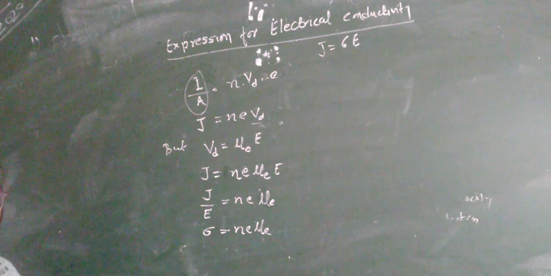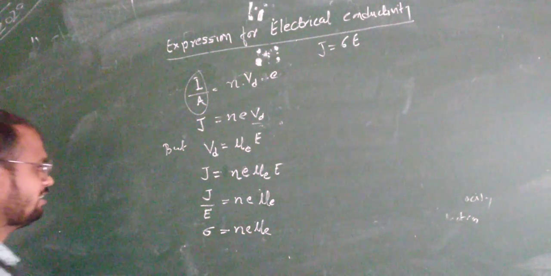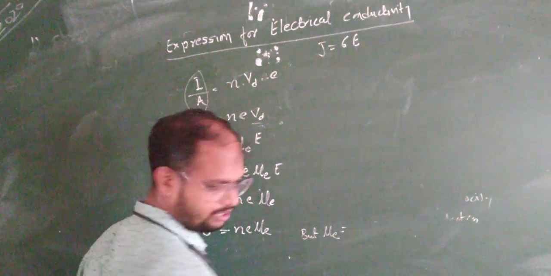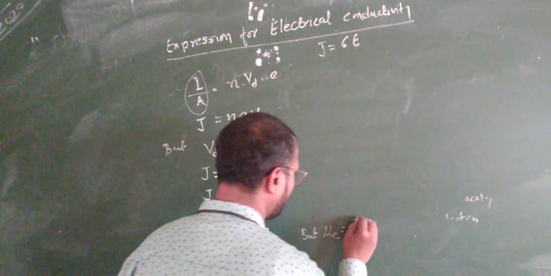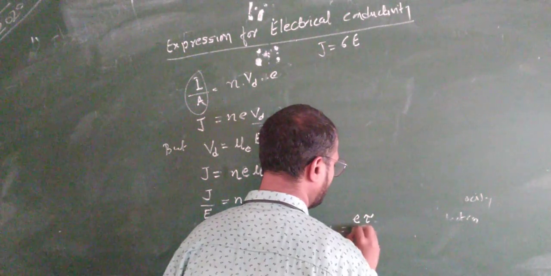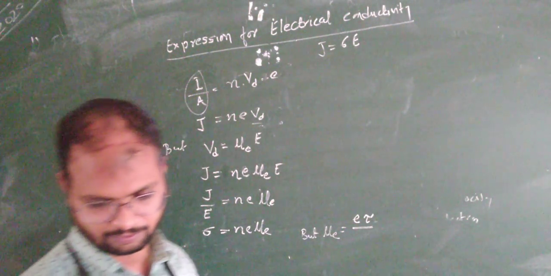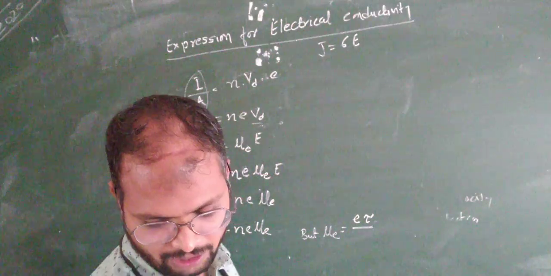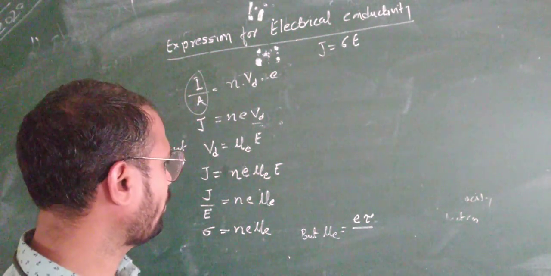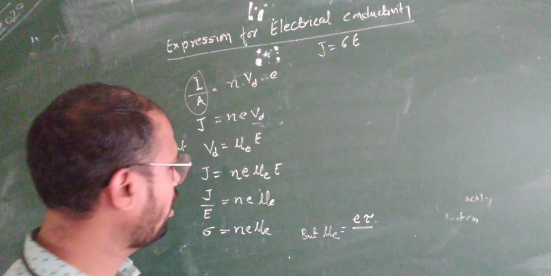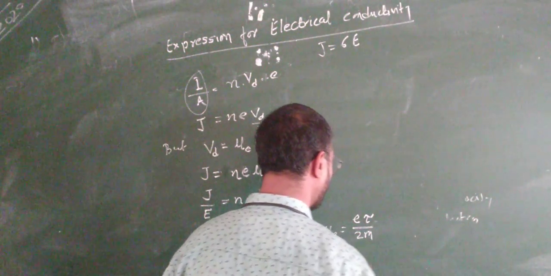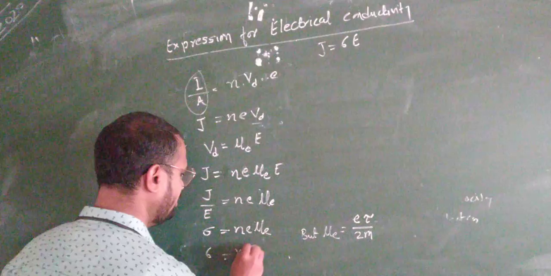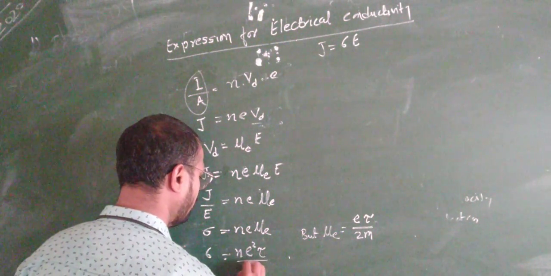Again, mu e is equal to what? Mu e is equal to the electronic charge into the collision time, that is the average time between two successive collisions, tau upon 2m. So by putting this value we get sigma equal to n e square tau upon twice m.